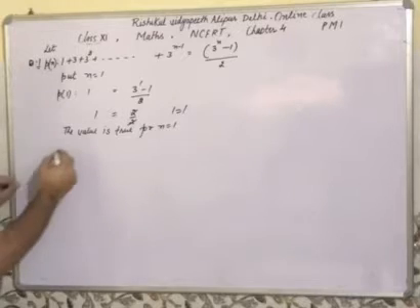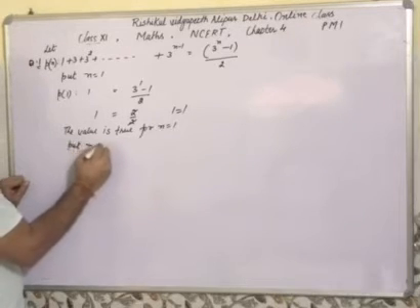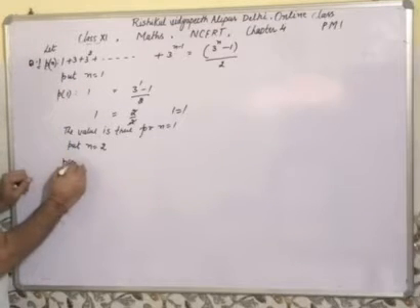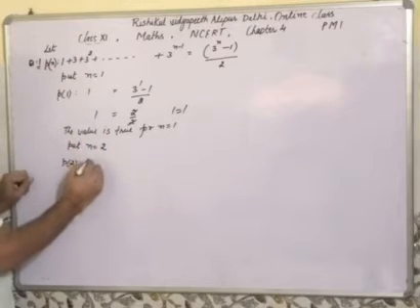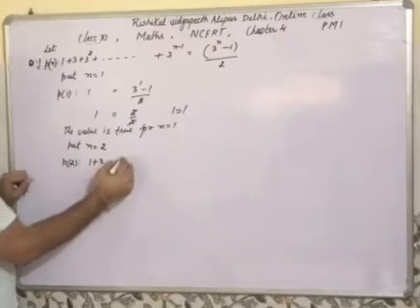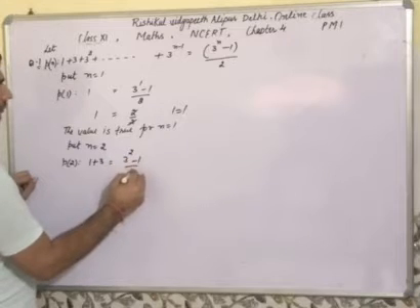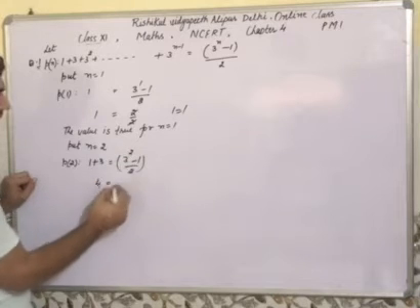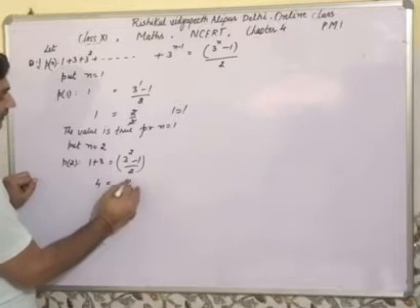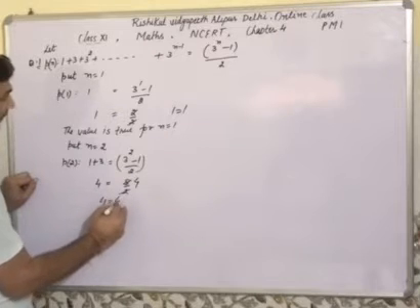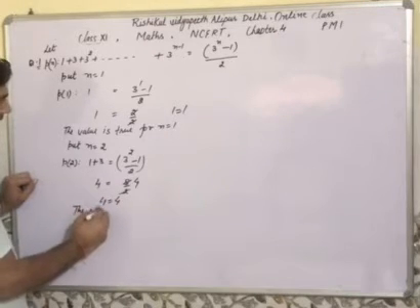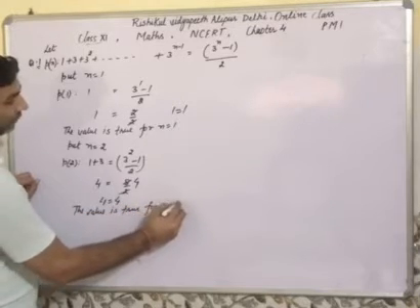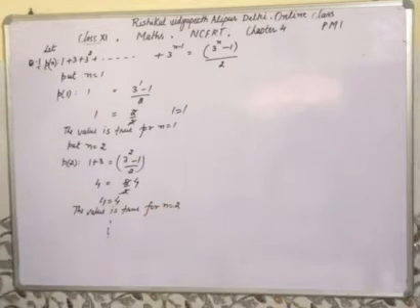Put n is equal to 2, then P(2), up to 2 terms: 1 plus 3 is equal to 3 raised to power 2 minus 1 by 2. Then this value is 4; 3 raised to power 2 is 9, 9 minus 1 is 8, 8 by 2 is 4, so 4 is equal to 4. The value is true for n is equal to 2, and so on up to, we keep doing this.